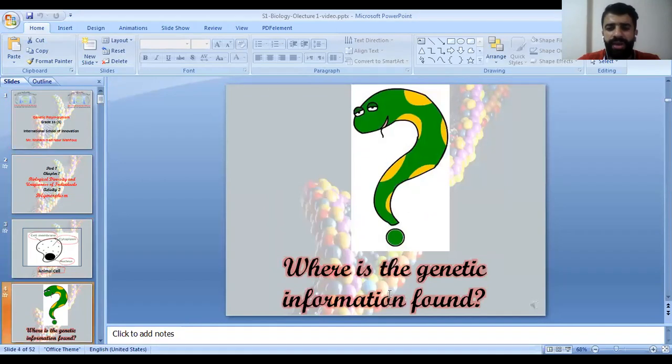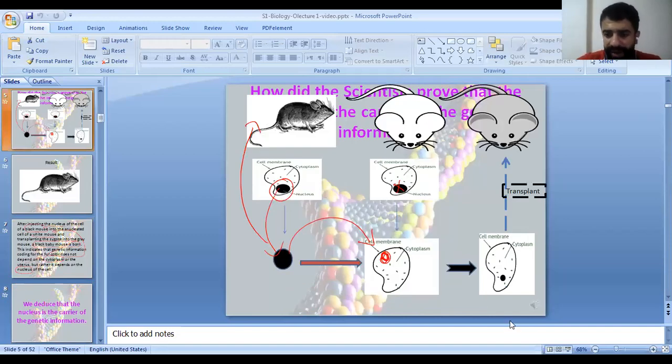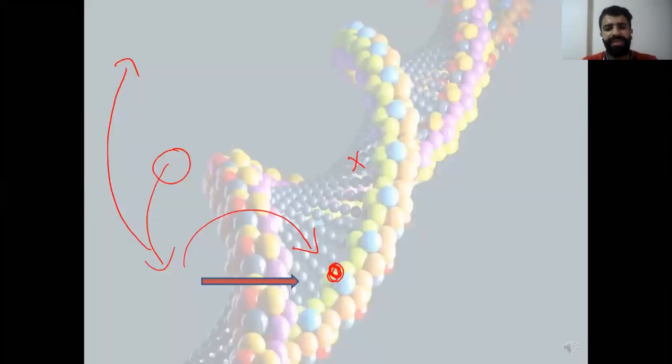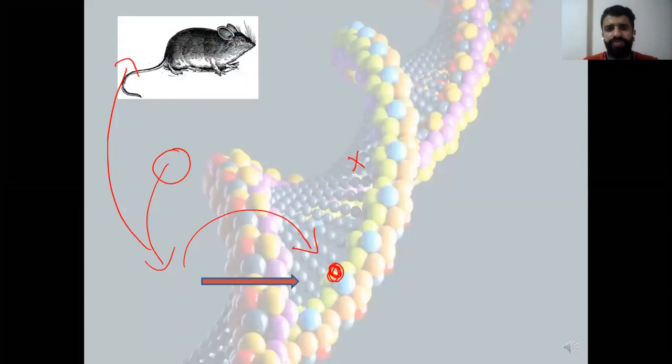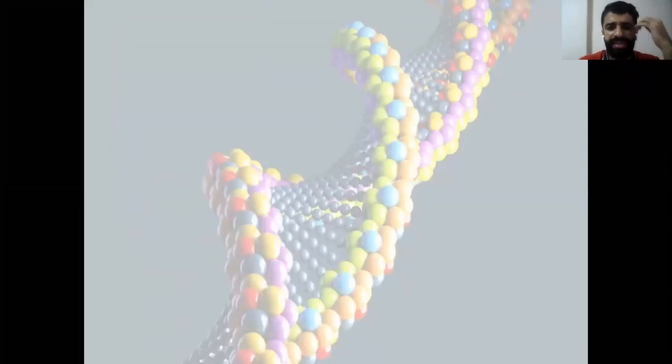Where is the genetic information found? Where is it located? So first we have this experiment. Let's start this experiment step by step. How do the scientists prove that the nucleus is the carrier of the genetic information? How do they prove this?